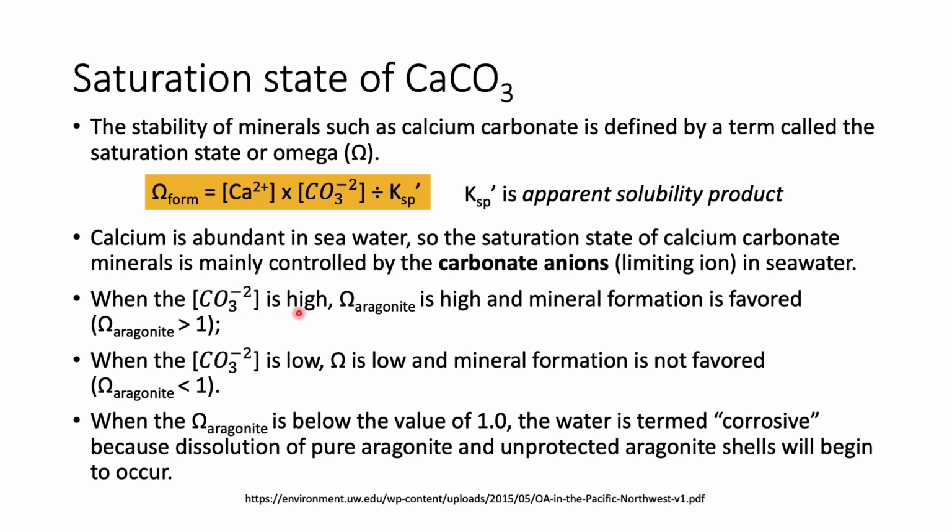When the carbonate ion is high, omega aragonite is high and mineral formation is favored, that is, omega aragonite is more than 1. When the carbonate ion concentration is low, the omega is low and the mineral formation is not favored. That means omega aragonite is less than 1. When omega aragonite is below the value of 1, the water is termed corrosive because dissolution of pure aragonite and unprotected aragonite shells will begin to occur. Corrosive, in a sense, means it will dissolve. So that is a simple term.